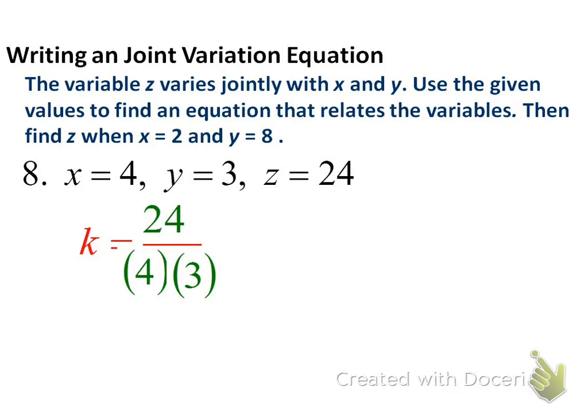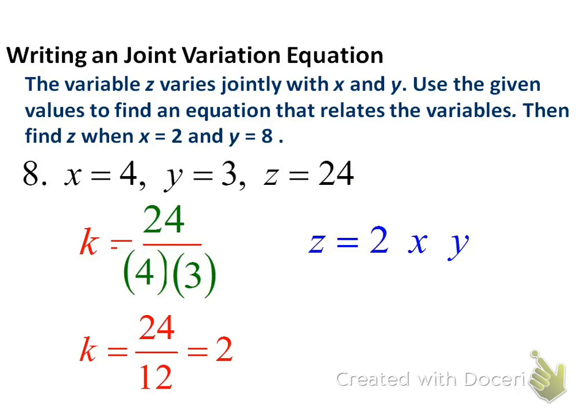And then you just simplify from there. So it's going to be 24 divided by 12. So my k value here is 2. Now that I'm looking for z, I'm going to change to the other equation for joint variation where the z is by itself. It'll just make things a little easier on me. Instead of writing k, though, I'm going to write 2 because I just figured out that k is 2.